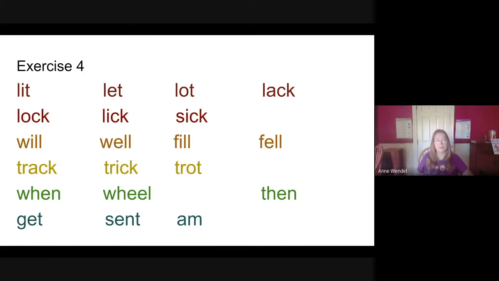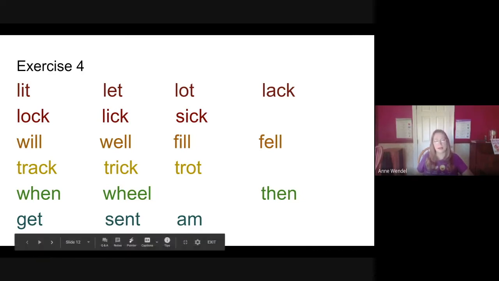What word? Yes, lock. Next word. What word? Yes, lick. Next word. What word? Yes, sick. Third line. First word. What word? Yes, will. Next word. What word? Yes, well. Next word. What word? Yes, fill. Next word. What word? Yes, fell.